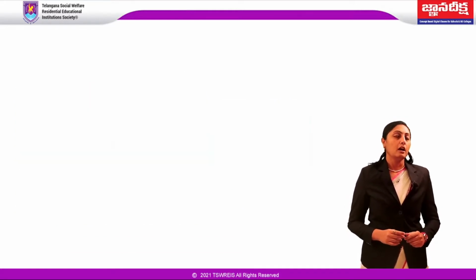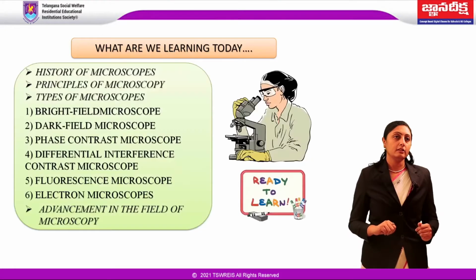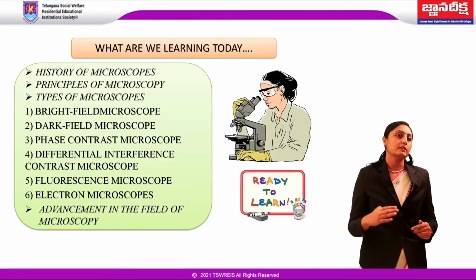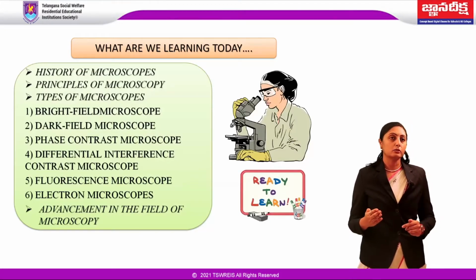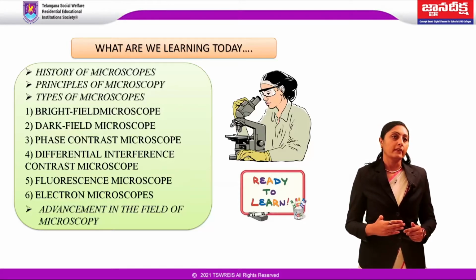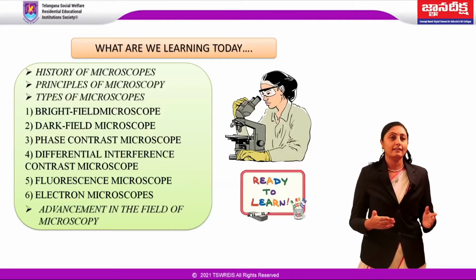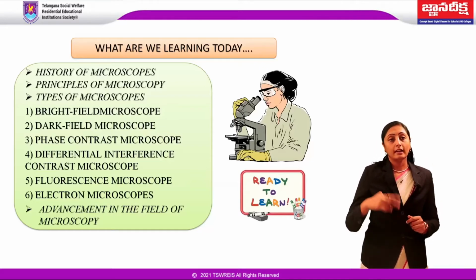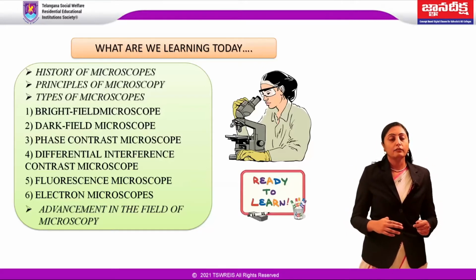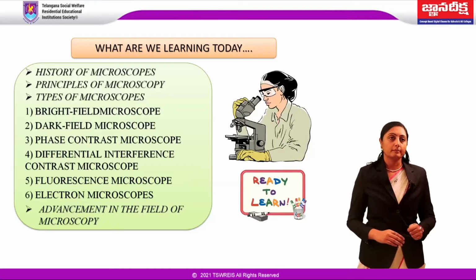Today, we will learn how microscopes were invented, what the different principles are that govern the working of microscopes, and how they can be applied for better imaging. We will also look at the different types of light microscopes and electron microscopes. Finally, a little information on the advancements made in the field of microscopy.